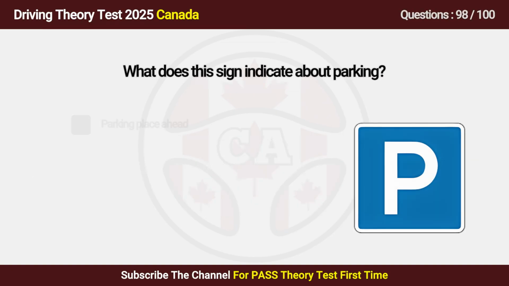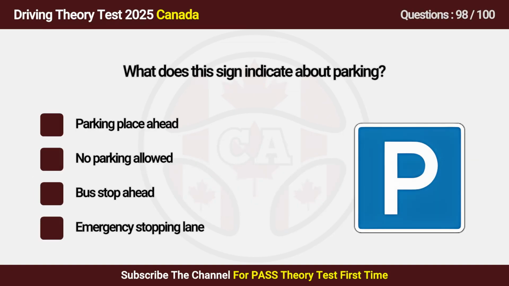Question 98. What does this sign indicate about parking? A. Parking place ahead. B. No parking allowed. C. Bus stop ahead. D. Emergency stopping lane.